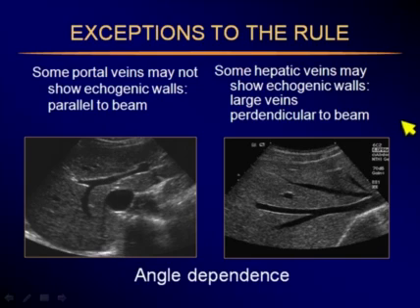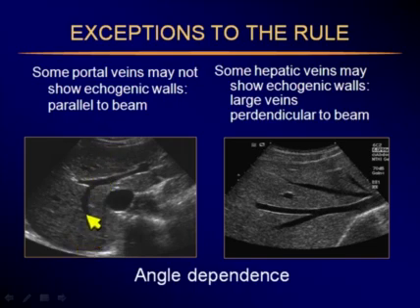Now, having said that, we always find exceptions to the rule. I just told you that portal veins have bright walls, and now all of a sudden I'm showing you a picture of a portal vein that does not have bright walls. Some portal veins may not show echogenic walls because they become parallel with the beam. Parallel is the worst angle for B-scan.